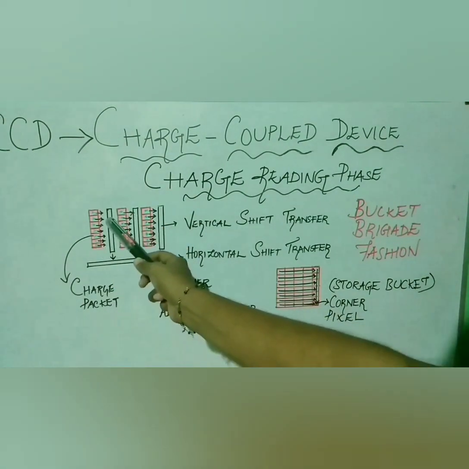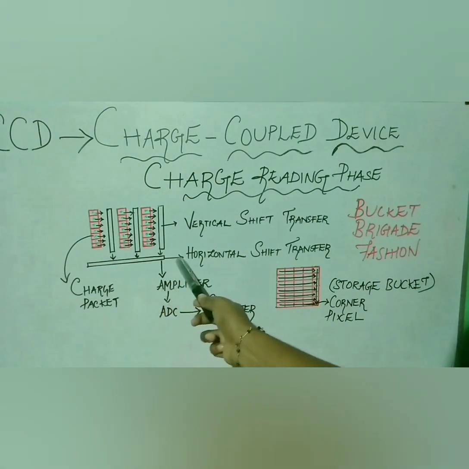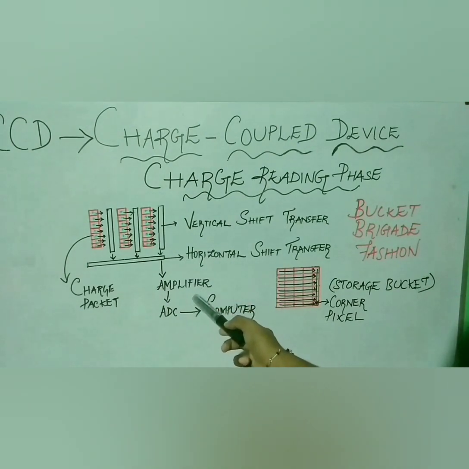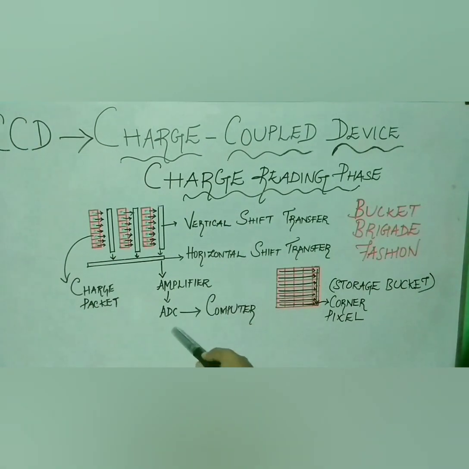Charge packets in each vertical shift transfer are now going to horizontal shift transfer. From the horizontal shift transfer, electrical current signal is reaching an amplifier. The role of an amplifier is to increase the power of a signal. Now this electrical current signal is amplified. The amplified electrical current signal is now reaching the analog to digital converter. This analog to digital converter converts analog electrical current signal into digital units. Finally, we can see a digital image on the computer screen.